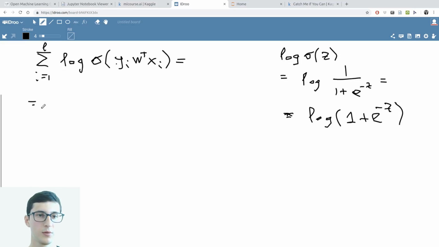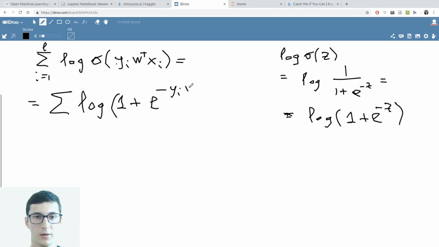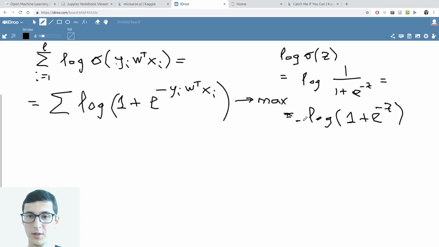Okay, so this expression will be a big sum of logarithm, actually, of 1 plus e to the minus of margin yi w transposed xi. Cool. So this will be a maximization task. Sorry, I lost a minus here. So in this expression there shall be a minus right here. So this one I lost. So in this expression we'll have a minus here as well.